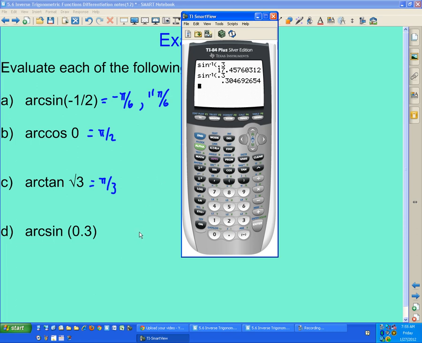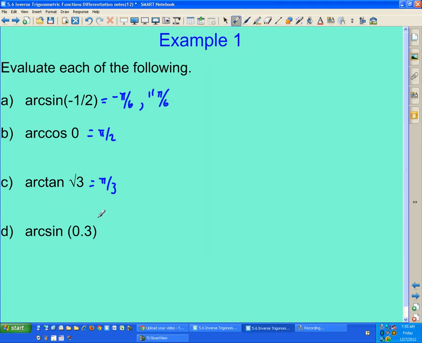So 0.305 is really what we would like for our answer for that one. This is just checking to make sure that we're all in the same spot with using our calculators and remembering trig functions.